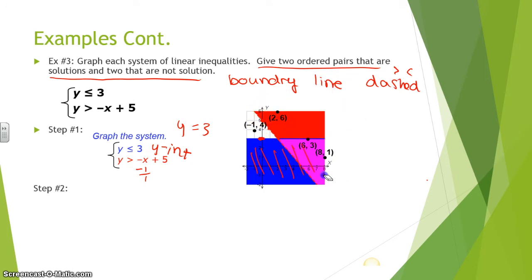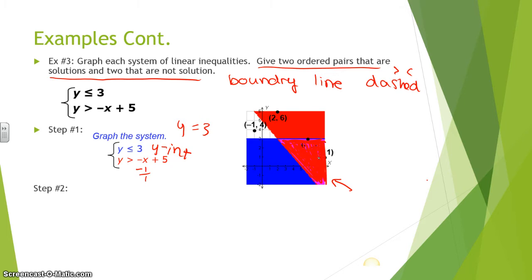So after we've graphed, we've put in the correct boundary line, and we've done the appropriate shading, what happens here is where you see the purple is where both of the linear inequalities will intersect one another. Any of the points we choose in this section of the graph would be a solution to the linear inequalities.